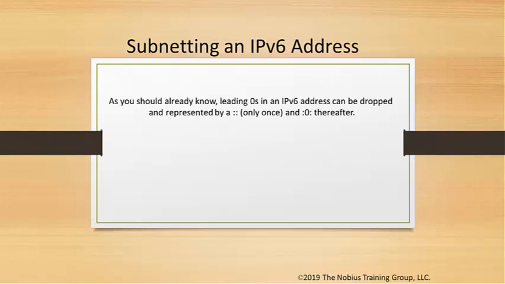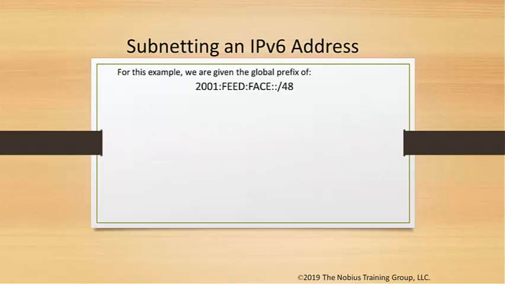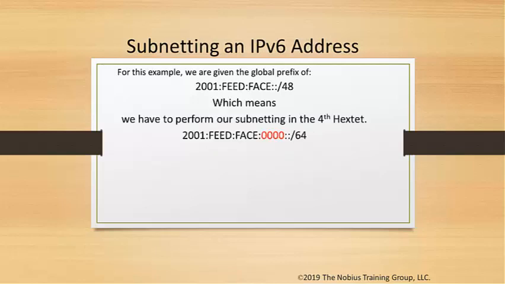As you should already know, the leading zeros in any IPv6 address can be dropped and represented by a double colon only once, and then a 0:0 thereafter. For example, we're given the global prefix of 2001:feed:face::/48. We have to perform our subnetting in the fourth hextet. Now, Cisco will call this a quartet, meaning that there are 8 quartets. I still call it a hextet because it's represented in hexadecimal.